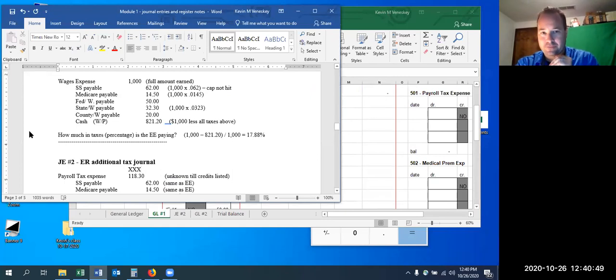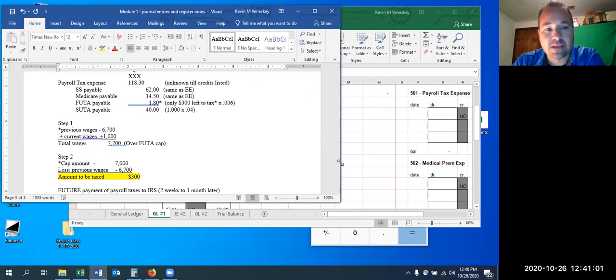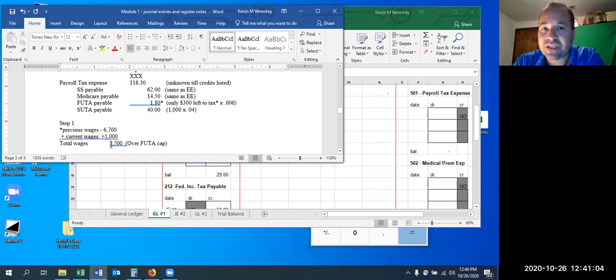Now, when we get to the FUTA, this is where the hardest part of this whole thing comes in, when you hit the cap. There are 2 steps that you need to do whenever you hit a cap or when you're getting close to a cap. Step 1 is you need to first determine, did you go over the cap with your current wage? If yes, then you go to step 2. If no, if you didn't go over the cap, then you just use your current wage, $1,000. So step 1 for FUTA says, okay, we had $6,700. We added $1,000 in current wages. That brings us to $7,700. That's over the FUTA cap. FUTA cap's at $7,000.